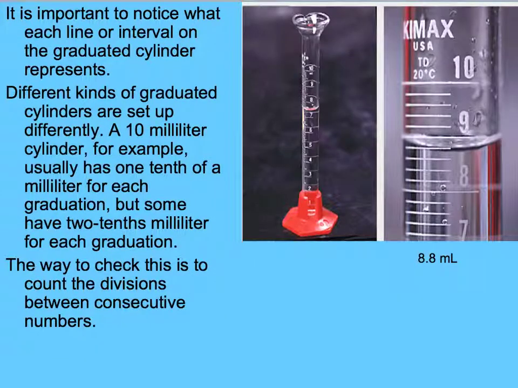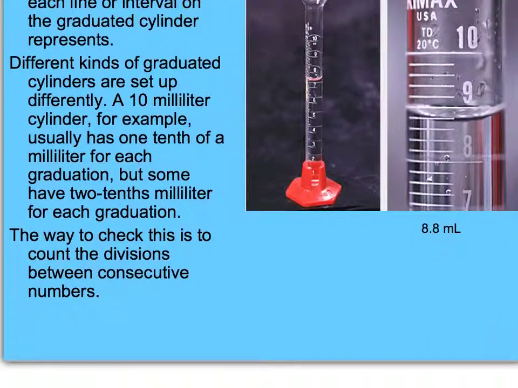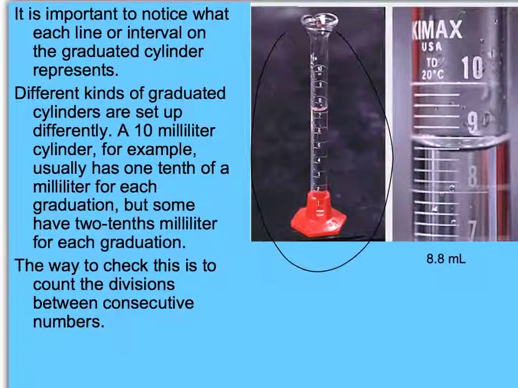It's important when you're looking at a graduated cylinder to figure out what each line represents. So on the 100 milliliter we looked at on the last slide, each line represented 1 milliliter. However, some of them are set up differently. So if you look at this one, that is 10 milliliters, right here, you can see that that one is actually marked for every tenth of a milliliter. Some of them are measured in 0.2 of a milliliter.